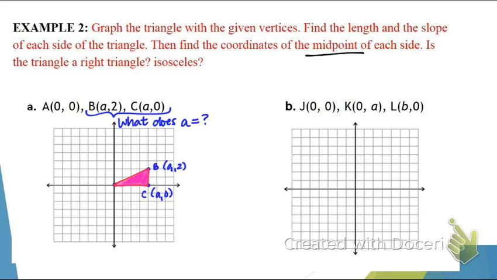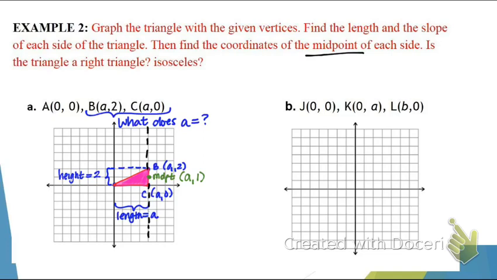I need to find the coordinates of the midpoint of each side. Notice that this triangle has length a and height 2. That's important. And we can also find the midpoints. This midpoint is on the same vertical line as points B and C, so it should have the same x value, which in this case would be a. But it's half the distance up to B, so the y coordinate is 1.